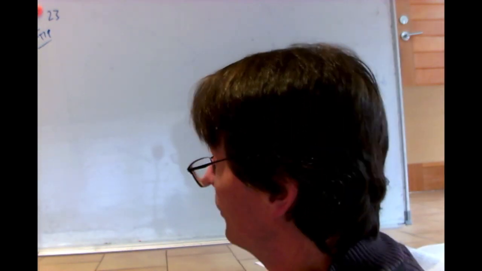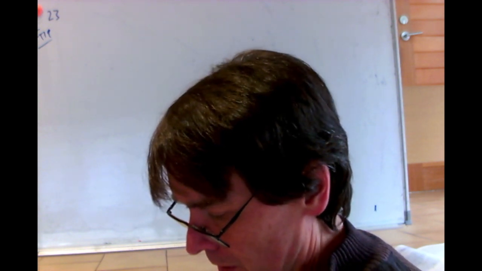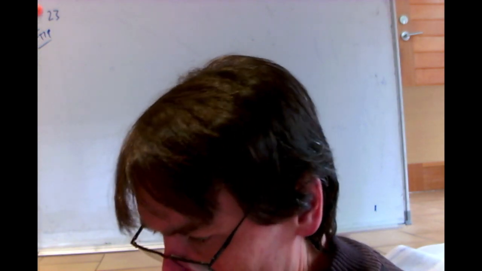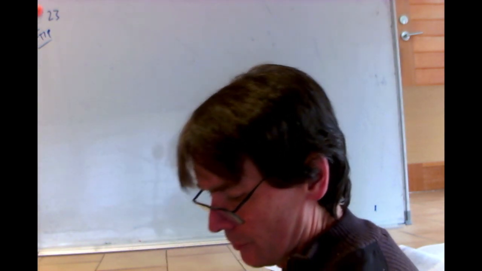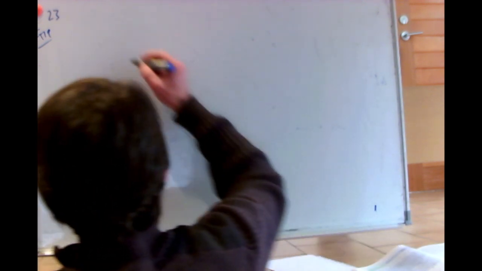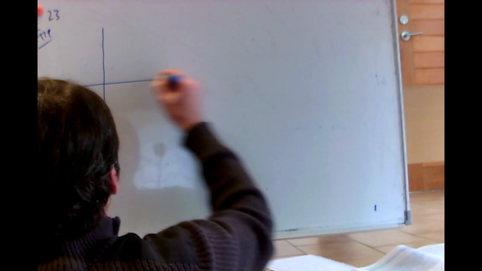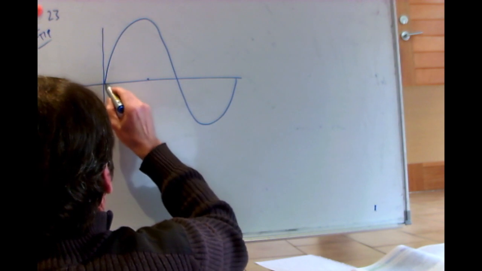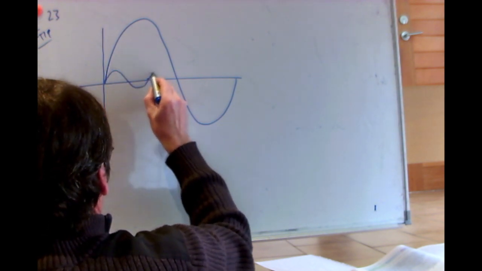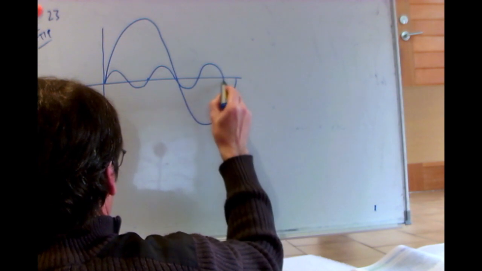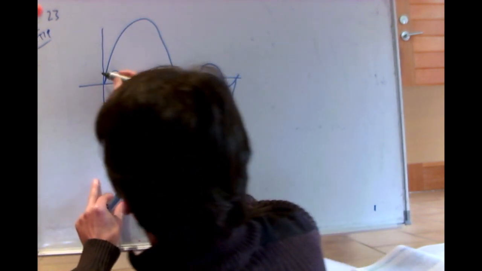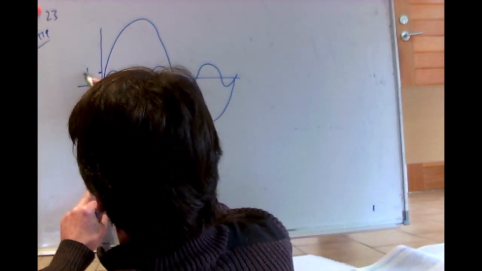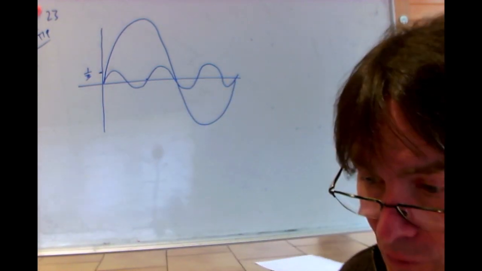Okay, 23 part B. We need to draw that graph. That function is going to have 3 periods now within our shape. It's going to look something like that. It's going to have 1, 2, 3 periods fitting in that shape. And it's got an amplitude of 1/3.